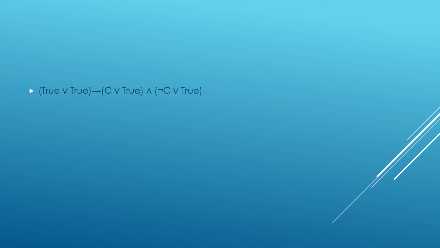So true or true implies C or true, and not C or true. True implies true and true. It gets simplified down to this because true or true is equivalent to true. C or true is equivalent to true. Not C or true is also equivalent to true. So we can already tell that it's going to be true. But to simplify it down further, we would just use more truth tables and equivalencies, but it is self-evidently true.